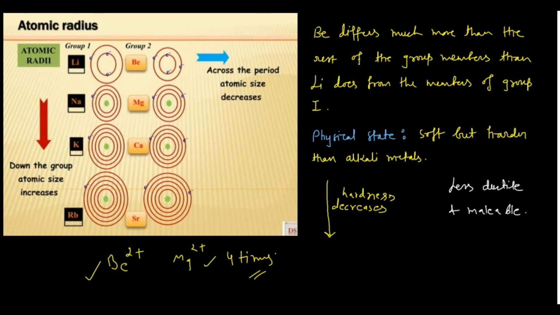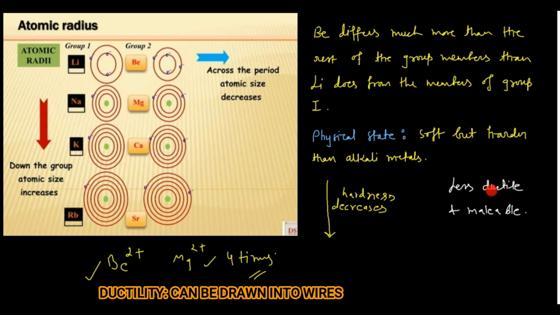Okay, and this hardness decreases down the group, right, because the size increases. And since they are harder than the group 1 elements, they are less ductile and less malleable than the group 1 elements. Ductility is the ability of a particular metal to be drawn into wire.